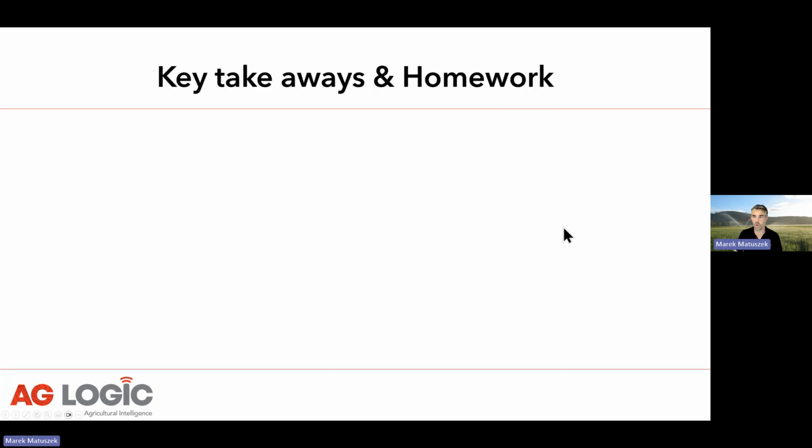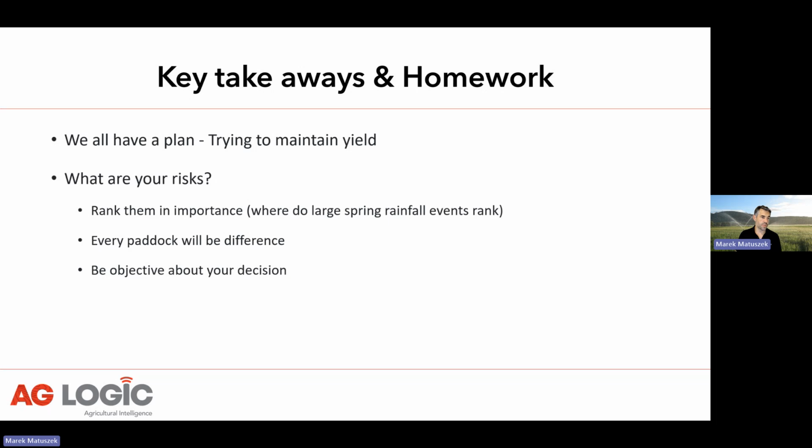So our key takeaways and homework: we all have a plan, and it's trying to maintain yield. Okay, so it's not trying to chase yield; we're trying to maintain it. So let's go into that season optimistic that this is what we can achieve, and do everything we try to do to stay as close as we can. It's not going to work out all the time, and that's where having that plan for when those fists come flying to try and punch you in the face, you're as well equipped as you can be to deal with them. What are your risks?